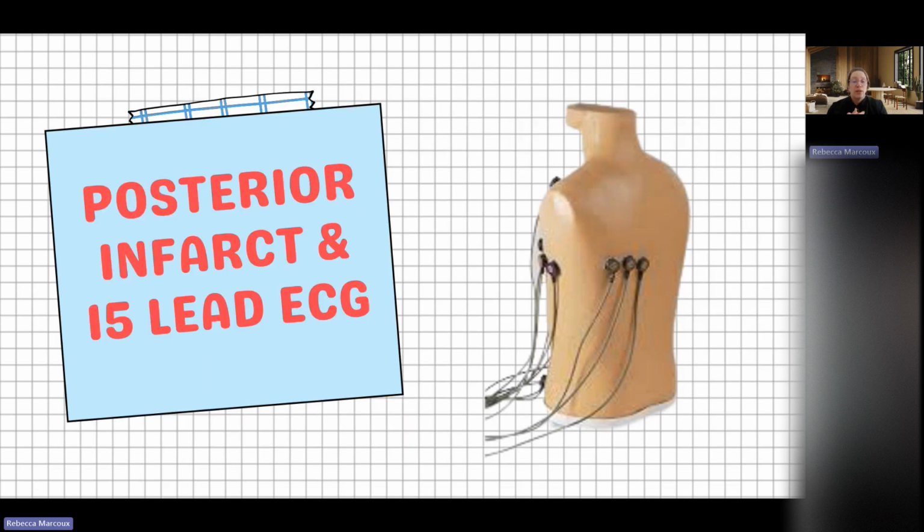Okay. Any questions about right-sided leads before we move on to posterior leads? Cool.